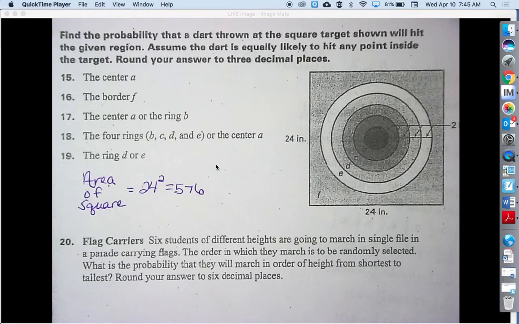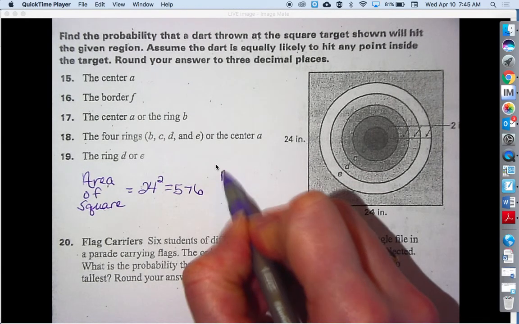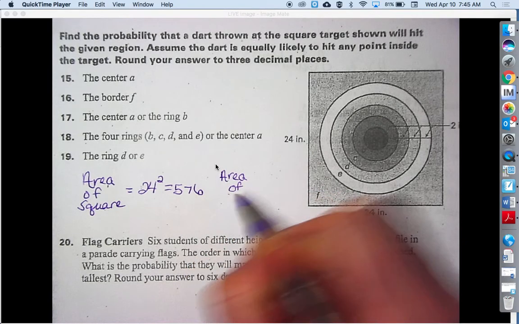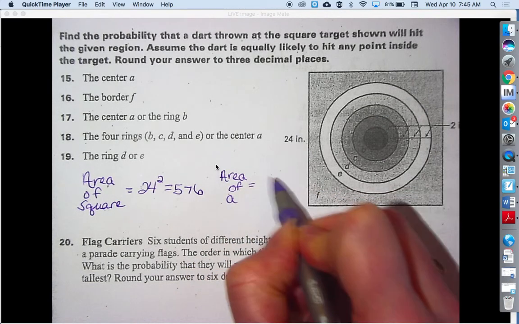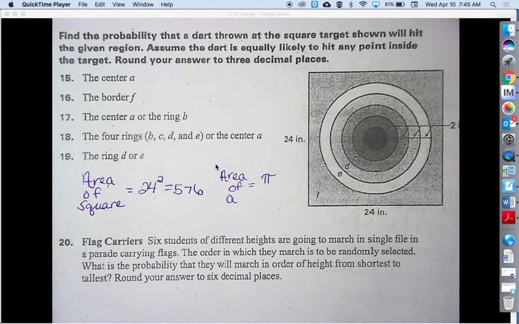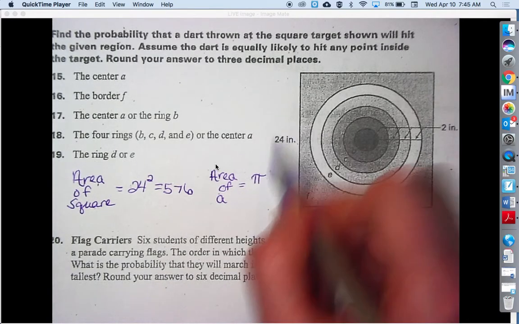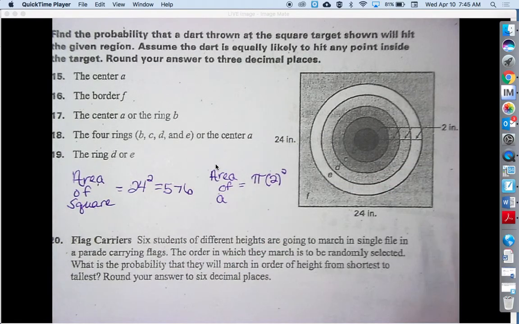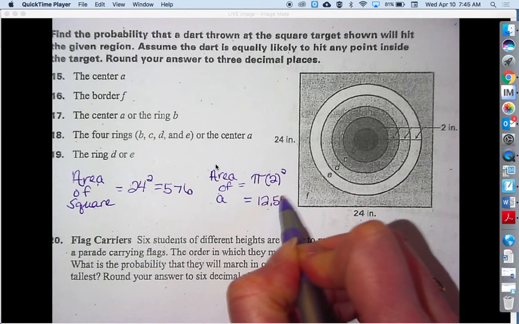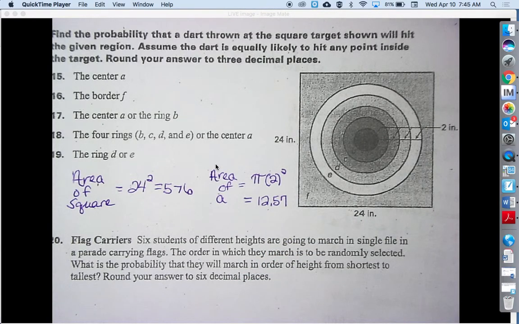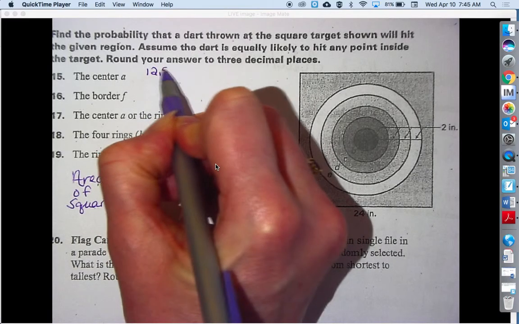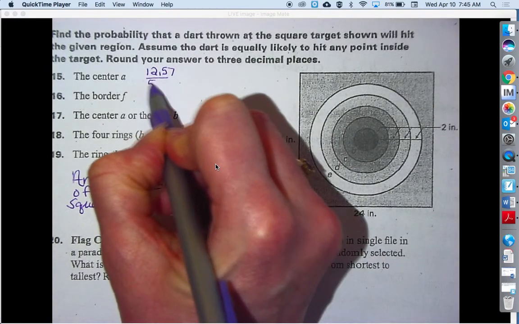And then Mackenzie, what else do you have to find? Yeah. And the area of A would be pi. Each one of those little rings has a radius of 2 inches, so that would be pi r squared, which is pi times 4. And Mackenzie, what is approximately pi times 4? 12.57. So then to find the probability, you're taking the 12.57 and dividing that by 576.